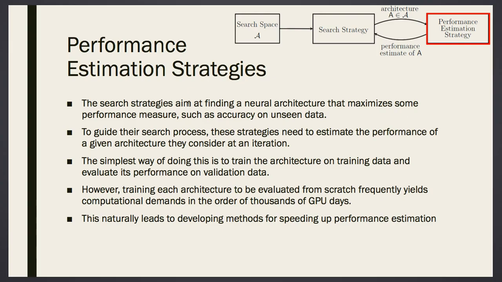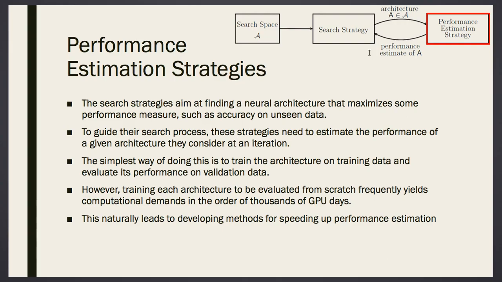So the search strategies aim at finding a neural architecture that maximizes some performance measure, such as accuracy on unseen data. If you're dealing with classification, it is the classification accuracy on a training set or a validation set, whatever. It's usually a validation set. So to guide their search process, these strategies need to estimate the performance of a given architecture. They consider it as iteration. So at an iteration, you are considering an architecture A, which is an element of the architectural space, and you get the performance estimation for this A. So there's another A then. So what you do is you get this performance.